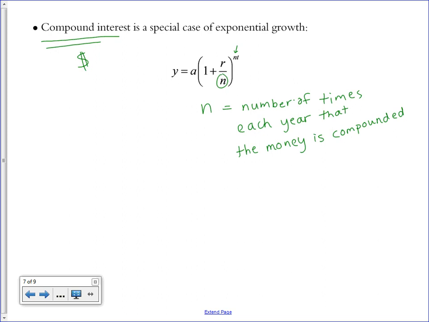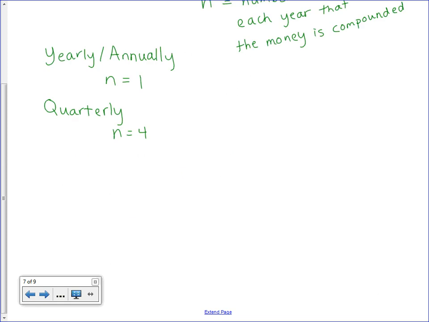So it might be that your money is being compounded yearly or annually, both of these words mean the same thing, in which case n would be 1. If your money is being compounded quarterly, this means they're paying you 4 times a year, right at the end of each season, and so n would be 4. They might be compounding your money monthly, in which case they're paying you out at the end of each month, so your n would be 12. Or they might be compounding daily, for which we use 365, because there are 365 days in a year. This would mean they're paying out your interest daily.